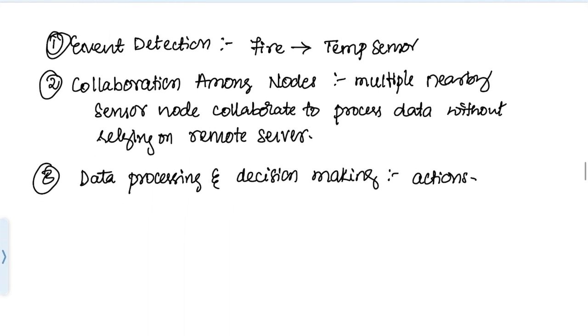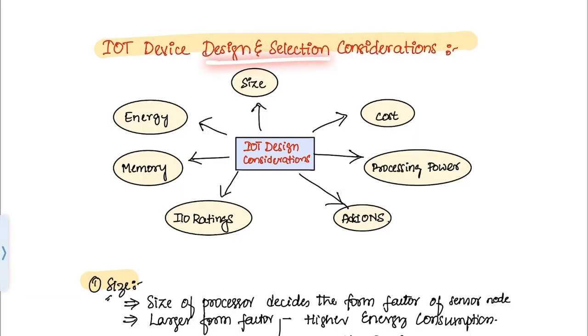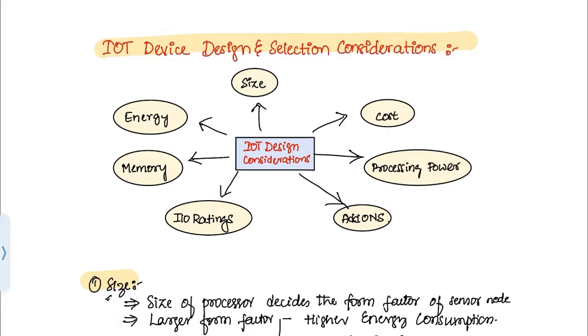So here we come to an end of the differences. Next, IoT device design and selection considerations. When we are designing an IoT solution, it is very important to select the right processor, right?